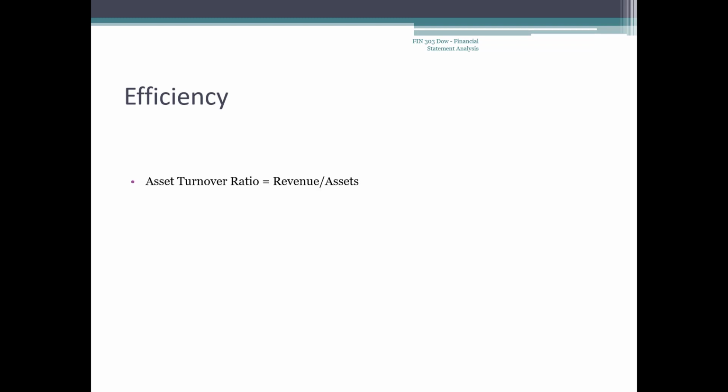The asset turnover ratio is calculated as revenue over assets and looks at the efficiency of using assets in general, although sometimes it's restricted to long-term assets. The more revenue a company can generate for a given level of assets, the more efficiently it's using its assets. Of course, different industries require different amounts of assets, and so you want to compare companies in the same industry.